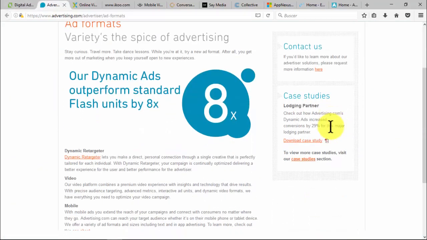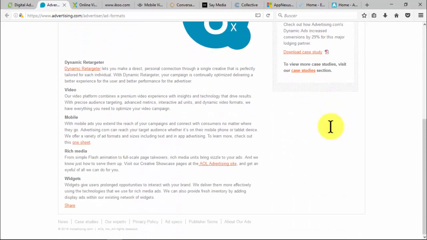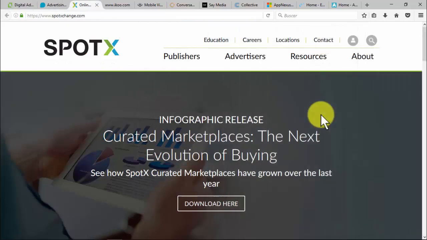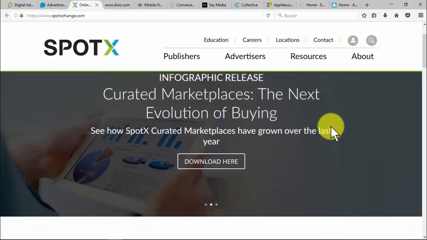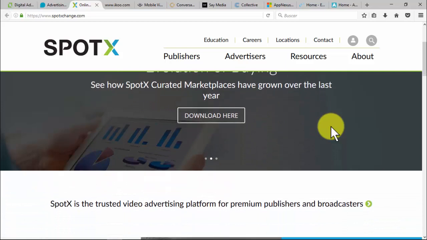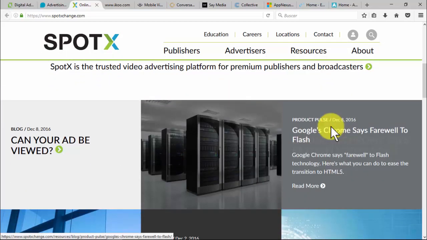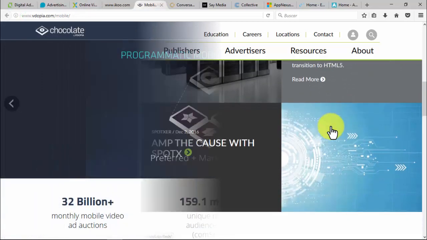Advertising.com. This is one of the perfect solutions when you need to reach your audience in a variety of formats. Within a short period of time, you can witness great website traffic that can make you happier. Spot Exchange. Spot Exchange is one of the trusted video marketing platforms for broadcasters, publishers, and business owners. You can achieve amazing outcomes when you use it.